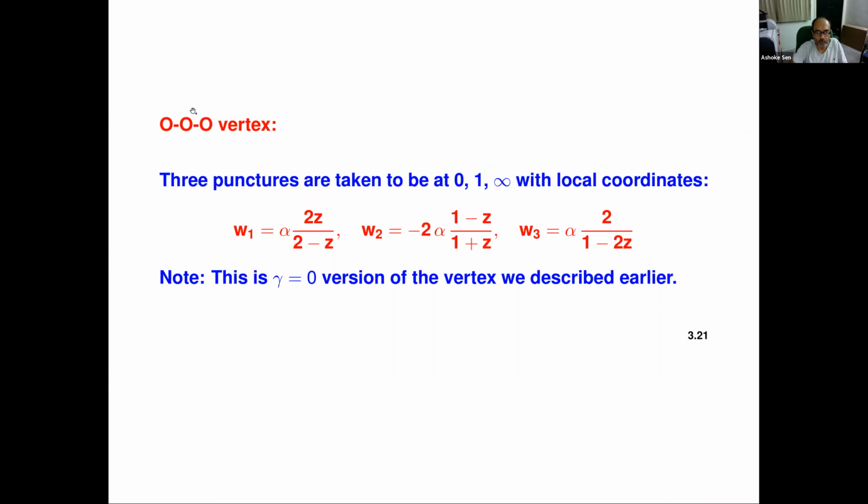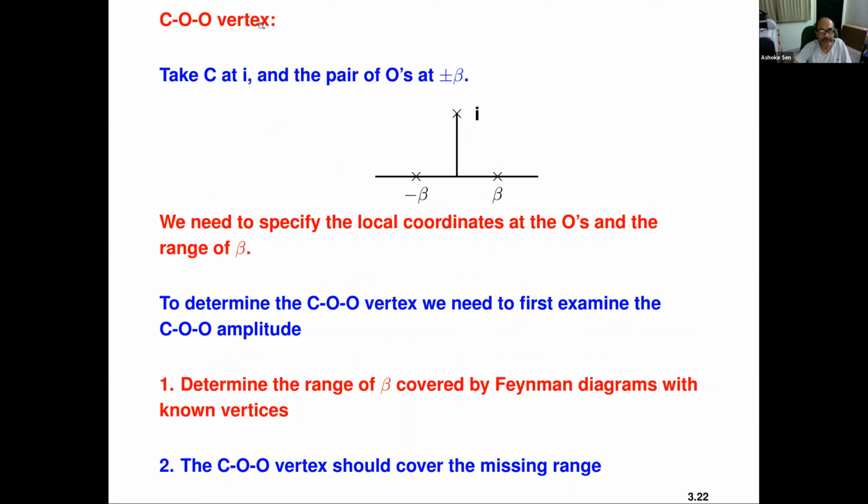Okay, so for the OO vertex, we are going to use this. And this in fact is the gamma equal to 0 version of the vertex that we described earlier. So you see that we now have one new parameter. Besides lambda, we also have alpha that has entered. Now for the COO vertex, we have to do a little more work. First, let me describe the general structure of the COO amplitude.